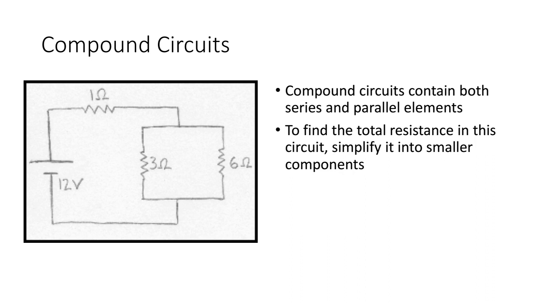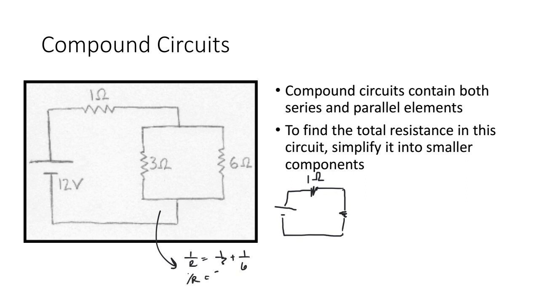So what we're going to do is simplify this down into its equivalent resistance. So that we're essentially going to create a circuit that looks like this, with this being 1 ohm, and then this resistor right here being the combination of these two. So let's find the total equivalent resistance of these two. 1/3 plus 1/6. That would be, what is that? 3/6 or 1/2. So its total resistance would be 2.